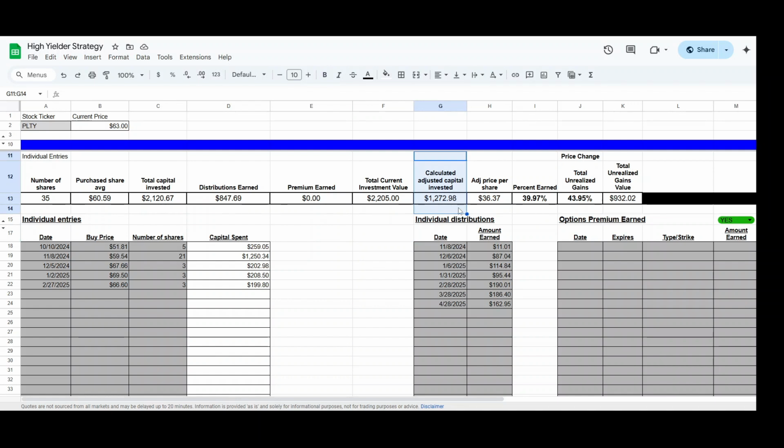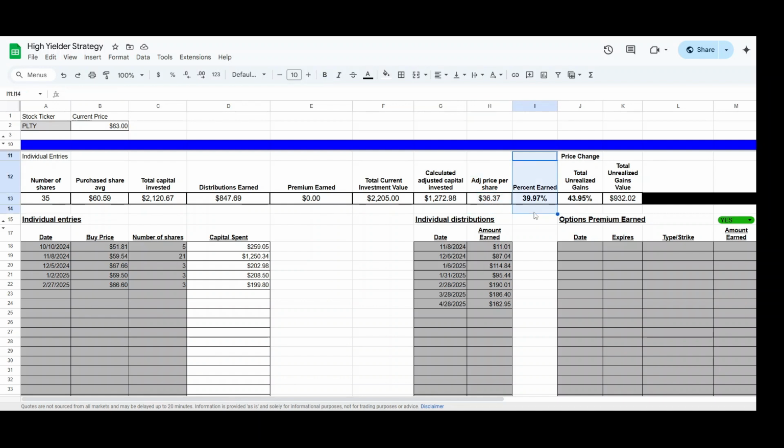Now, removing my distributions from my total capital gives me my capital at risk. So therefore, I call it my adjusted capital invested. So the amount I have at risk is $1,272.98. And if I use that number divided by the number of shares I have, that gives me my adjusted share price of $36.37. So I'm a good bit under the current price.